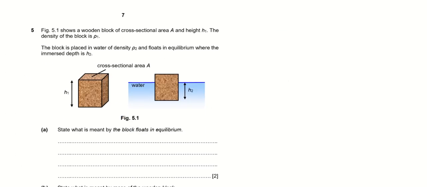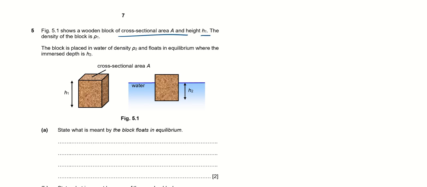Okay, question 5. It shows a wooden block of cross-sectional area A and height H1. Density of the block is density 1, rho 1. The block is placed in water of density rho 2. So block is density 1, water is density 2, rho 2. It floats in equilibrium where the immersed depth is H2. Okay, so we have a few values here that you need to distinguish.